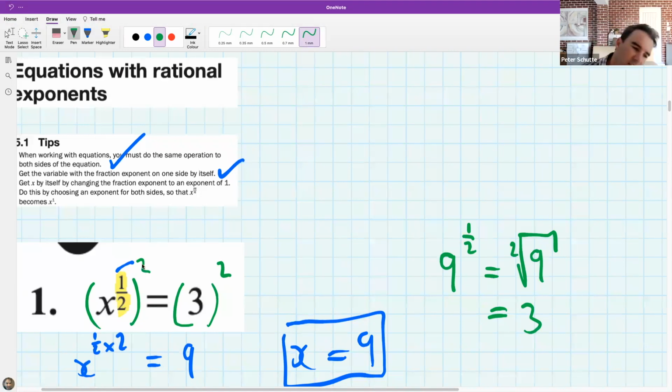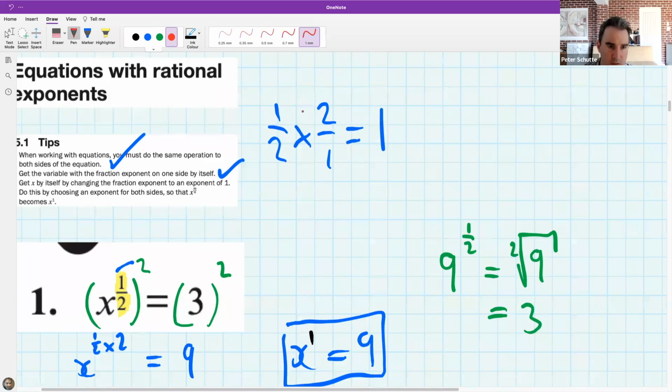I mean, the reason I chose 2 is I wanted to end up with x to the 1 by itself. That's what I wanted to end up with. And if I multiply a half by 2 over 1, what do I get? I get 1. So I'm actually going to go because this is a really good question.